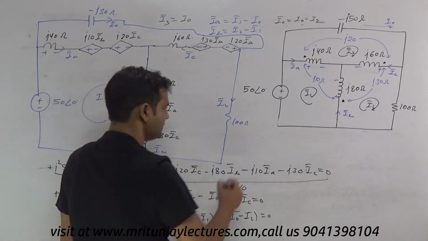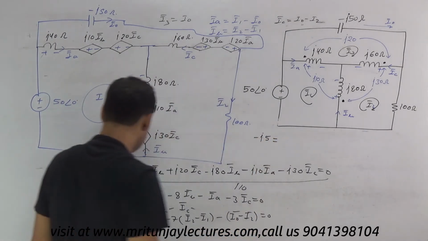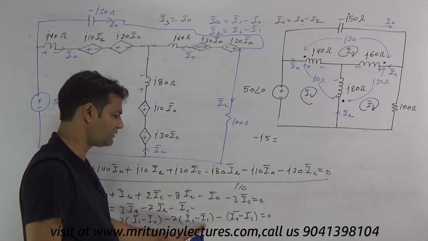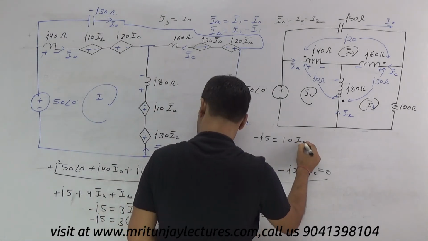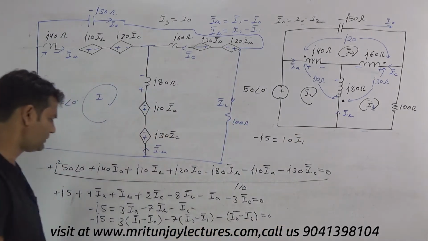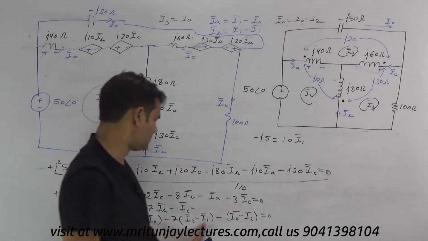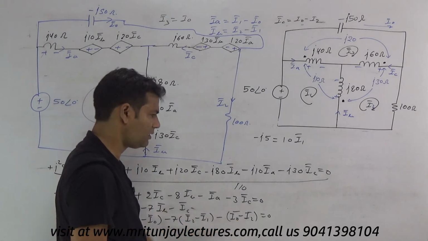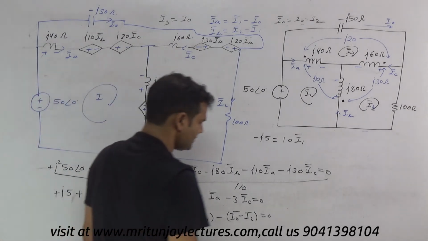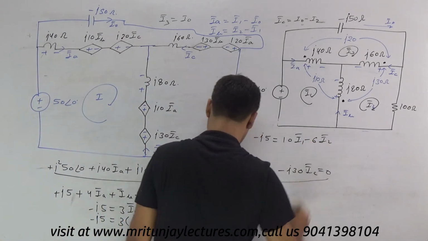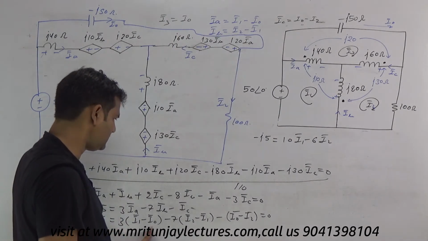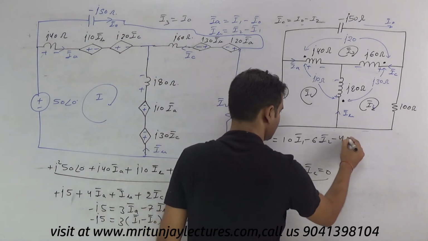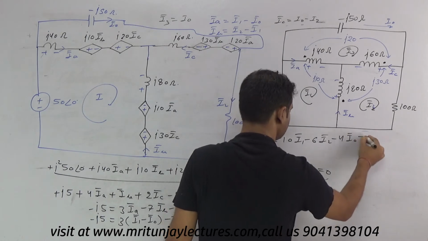Now this one is written as minus 5j. This will be equal to 3 plus 7, that is 10I1. Okay, plus 7, minus 7 plus 1, that is minus 6I2, and minus 3 and minus 1, that is minus 4 I naught. Okay, this is equation number 1.